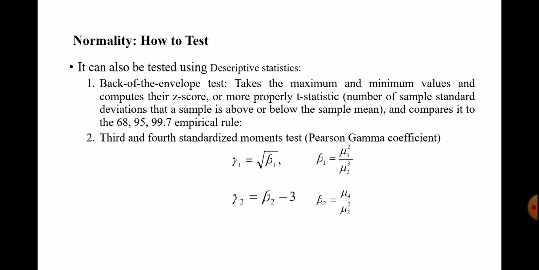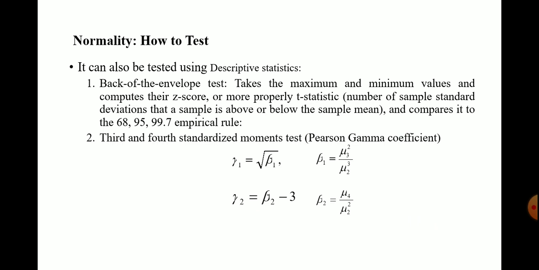Then there are certain tests which are based on certain descriptive statistics. The first one is the back of the envelope test. How does this test work? It takes the maximum and minimum values and computes their z-score or t-statistics, the number of sample standard deviations that a sample is above or below the sample mean. We take the sample mean and compare how many sample standard deviations are below and above the sample mean.